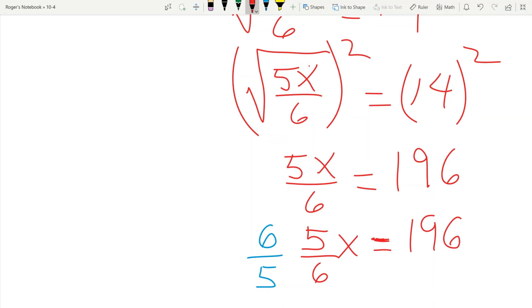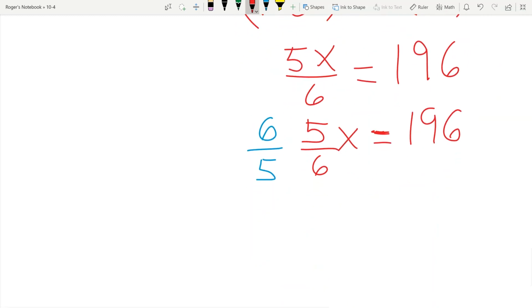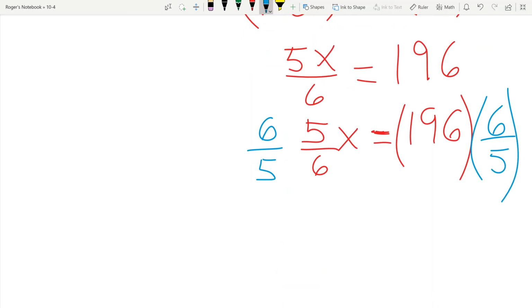196 times parentheses 6 over 5, like that. Both sides times 6 over 5. So what happens on the left? Well, it works out pretty nice for us. These cancel, and we're just left with plain old x equals.